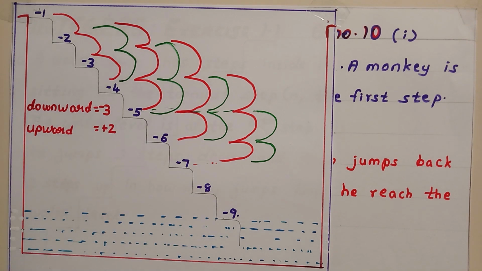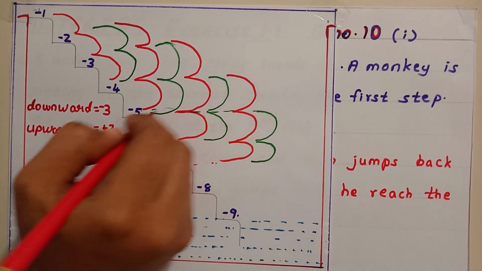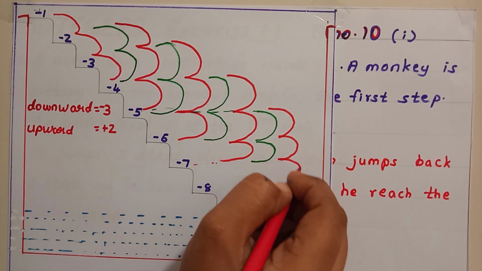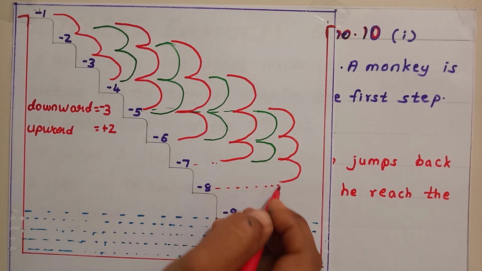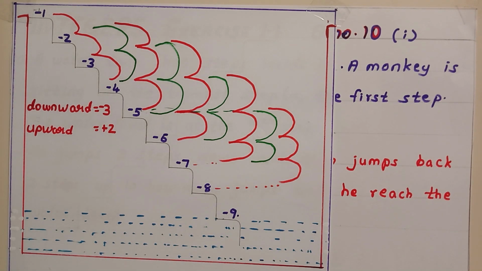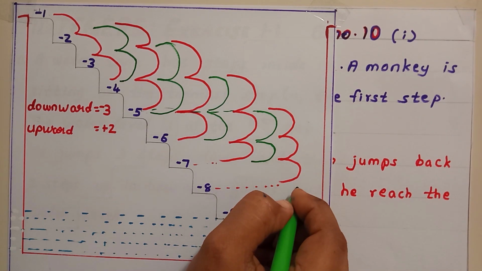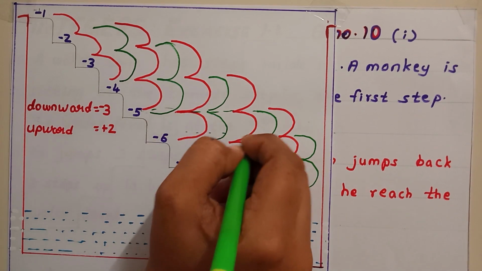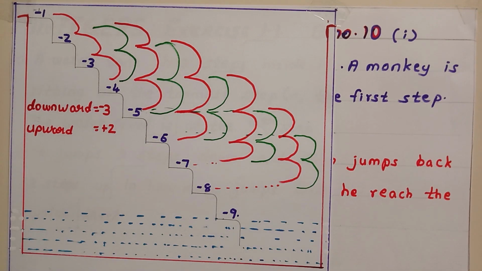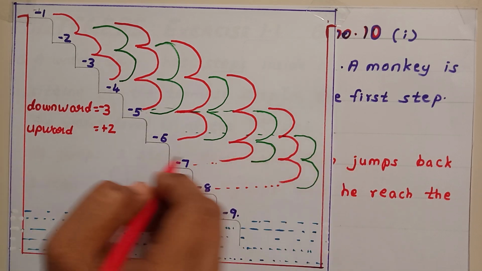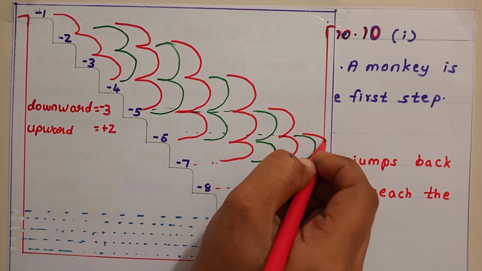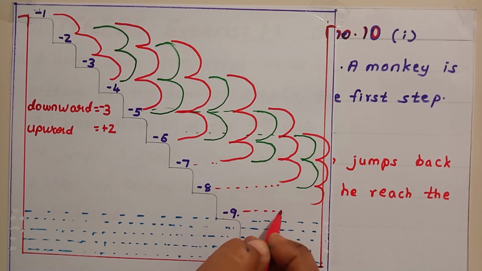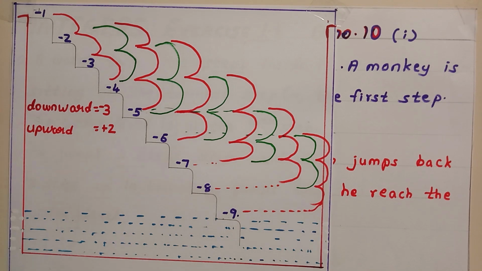He is at -5. Again, downward jump. From -5, 3 steps. Now he is at minus 8. Then upward jump, 1, 2. Now he is at minus 6. Then again downward jump, 1, 2, 3. Finally we reached the water level.